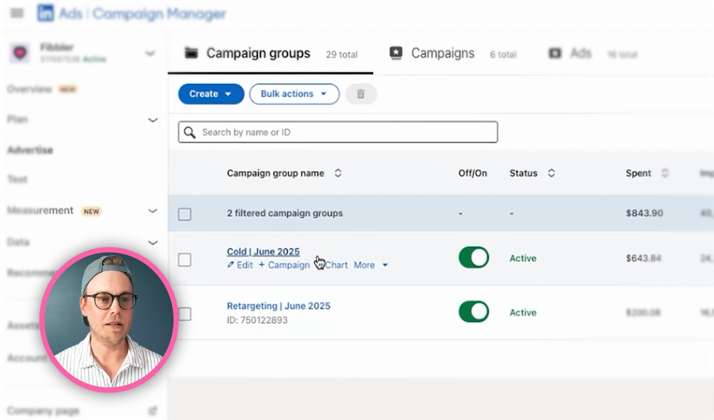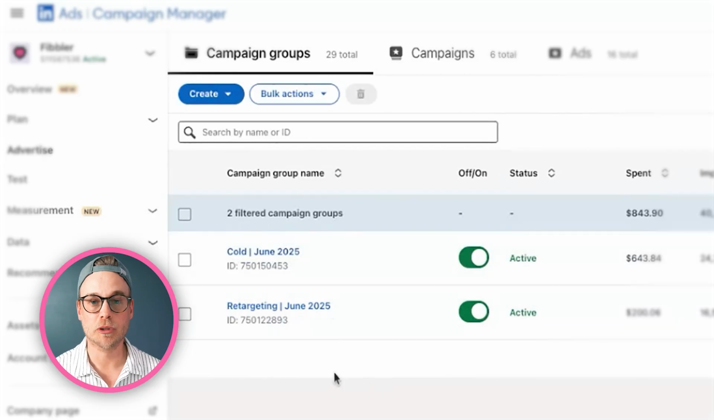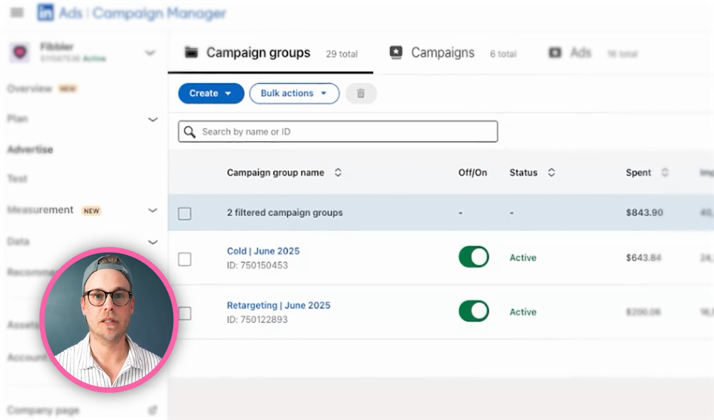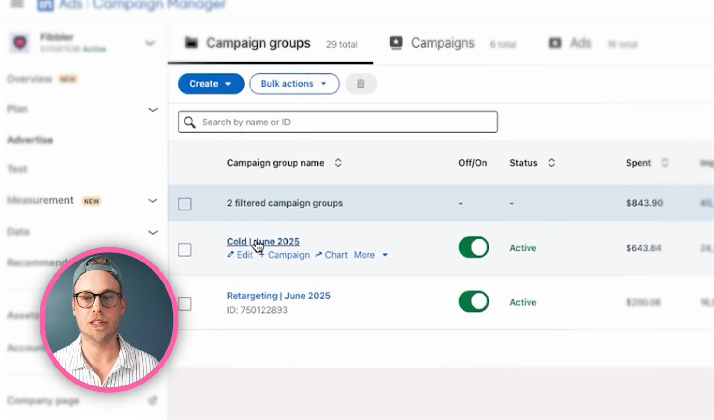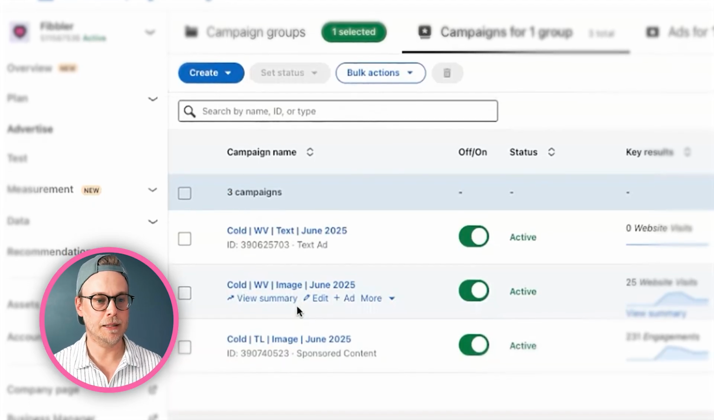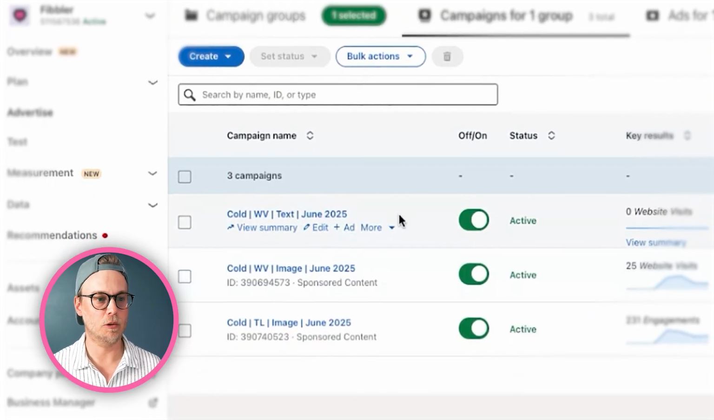But all in all, we have two campaign groups here. We have a retargeting campaign and we have a cold campaign. Cold campaign means people that most likely haven't heard about us before, and retargeting is people that have gone to our website, the company page, or engaged with our cold layer, and so on. We'll get into that, but let's take the cold layer first.